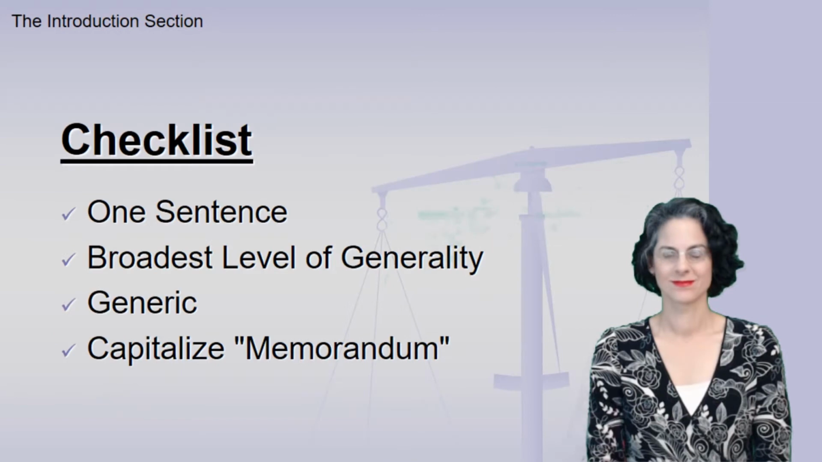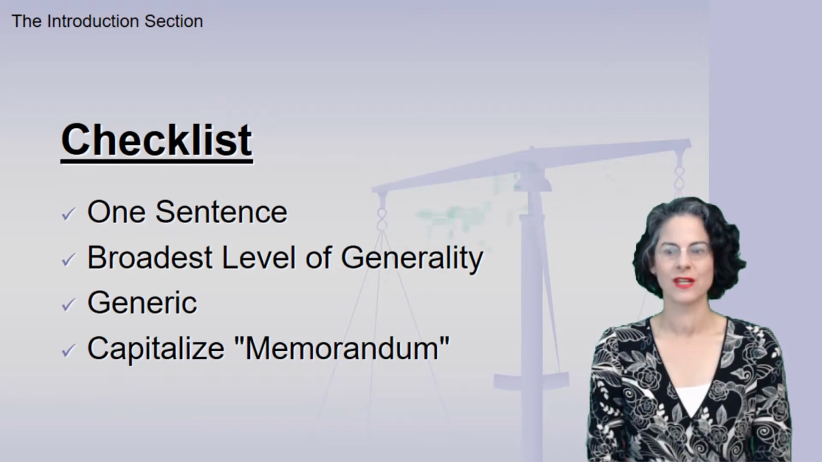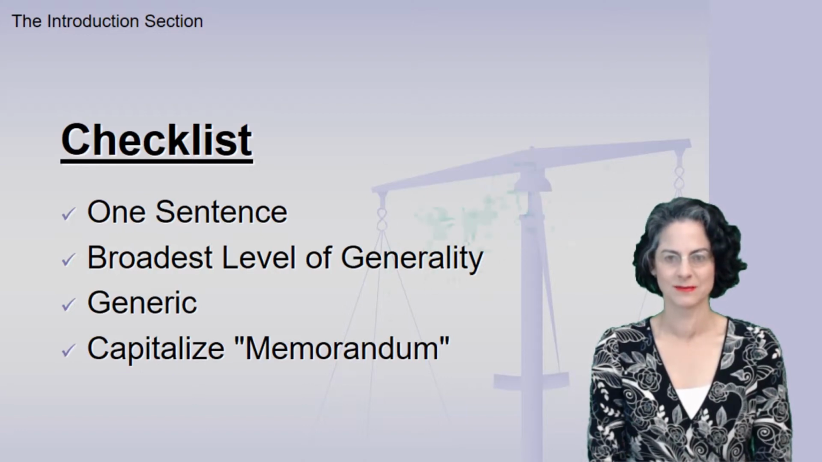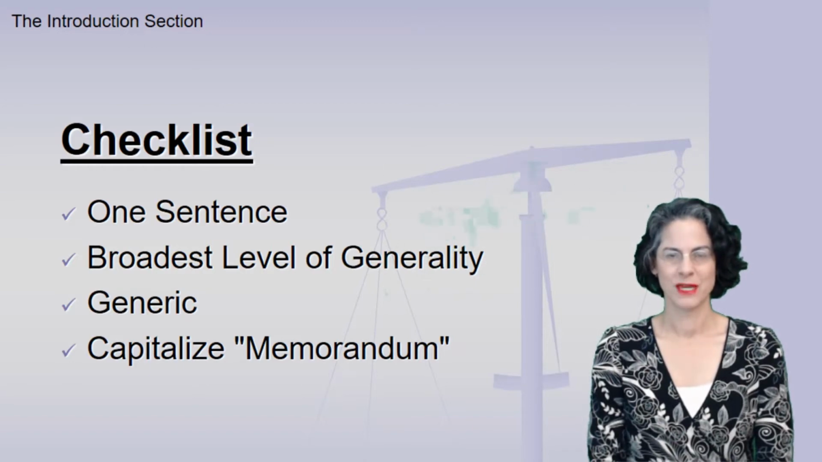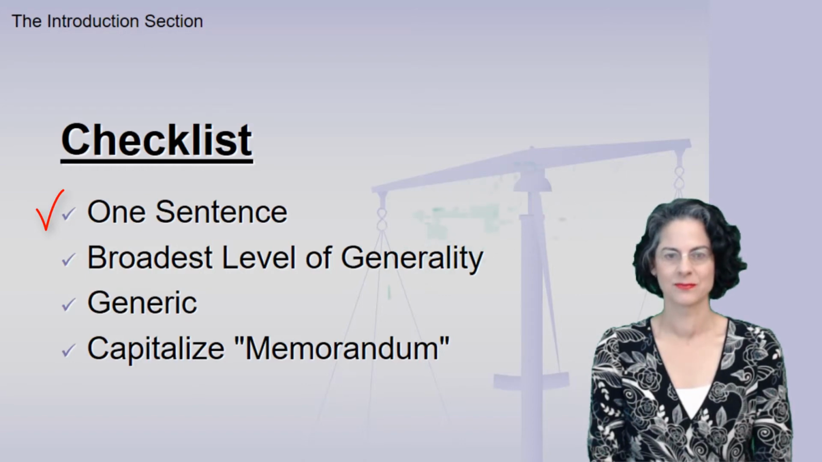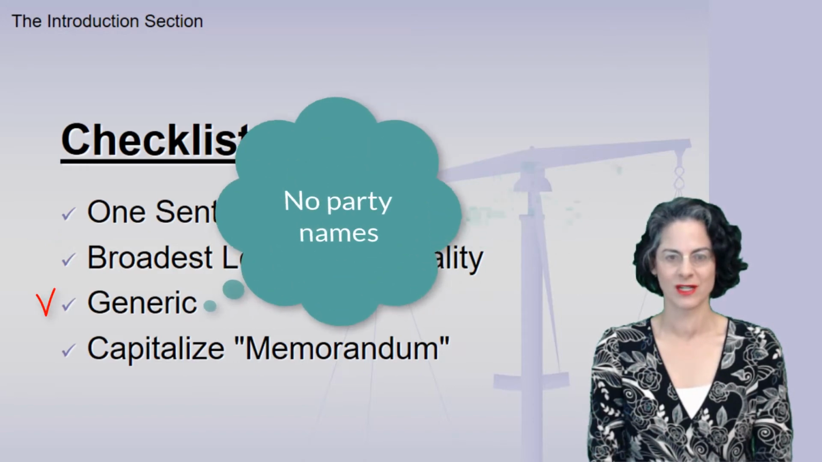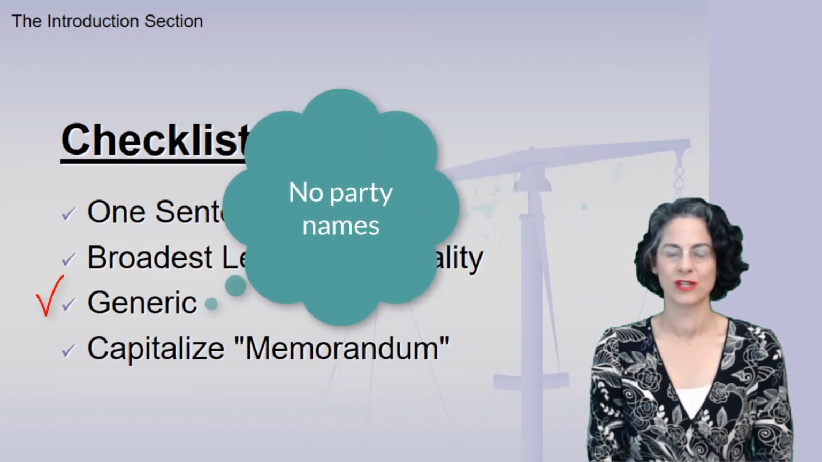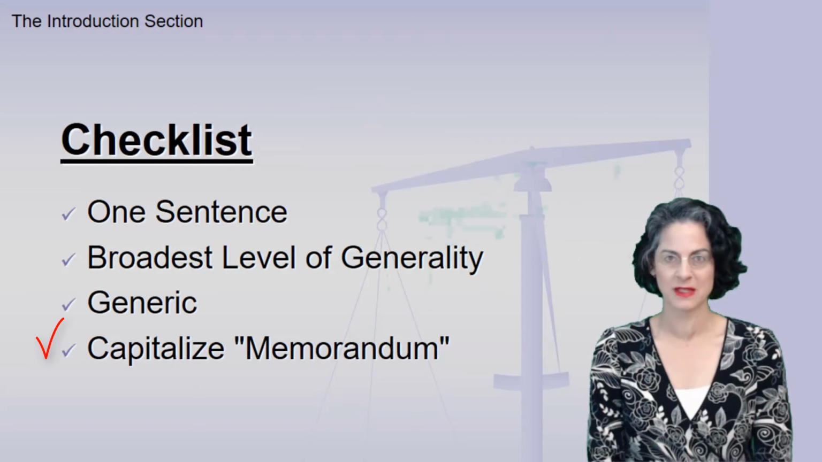At the end of a section like this one, on how to write the intro, I often have a checklist, so you can check yourself and make sure you're doing things correctly. For the introduction, make sure it's one sentence and takes up no more than 3 lines of text. Write it at the broadest level of generality. Keep it generic, and incidentally, you should capitalize the word Memorandum. In fact, you should always capitalize the name of a document when the document is talking about itself.